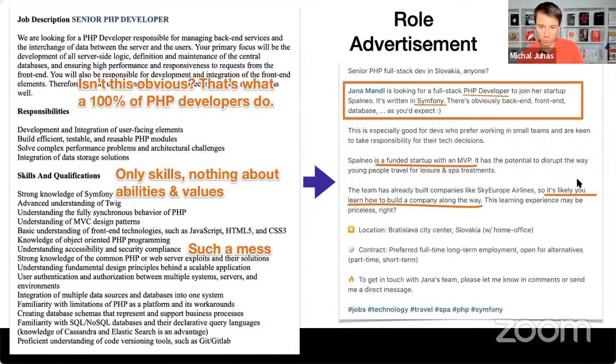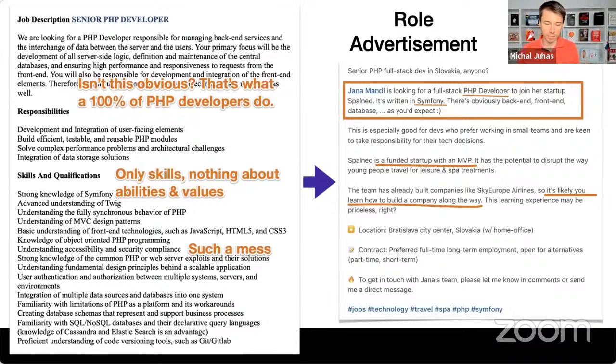It has the potential to disrupt the way young people travel for leisure and spa treatments. So with this, I'm trying to get them a little more excited, to paint the future for them. It is a funded startup. I wrote it because a lot of developers avoid startups because they are afraid they would not get paid. But I wrote it's a funded startup, which means they have money from investors. The team has already built companies like Skyrope Airlines, so it's likely you will learn how to build a company along the way. This learning experience might be priceless.